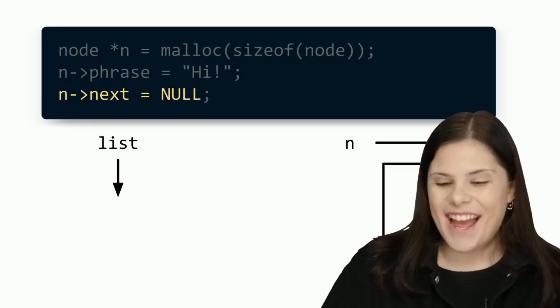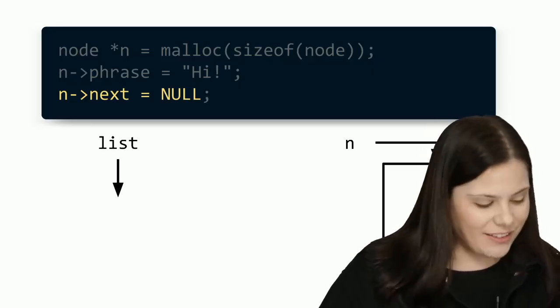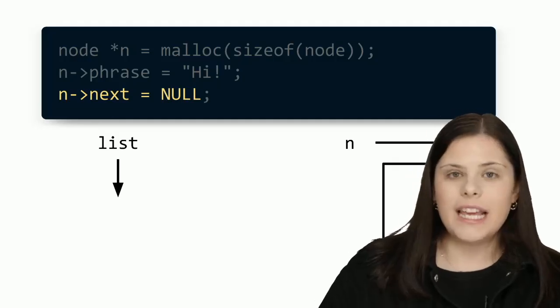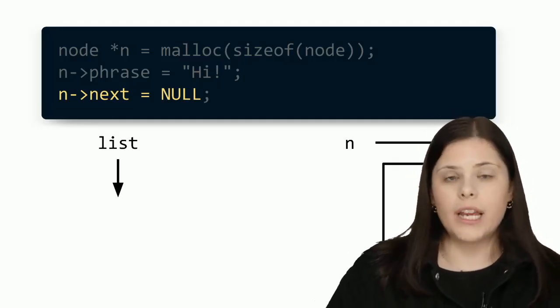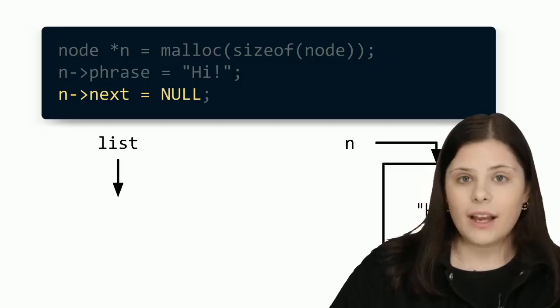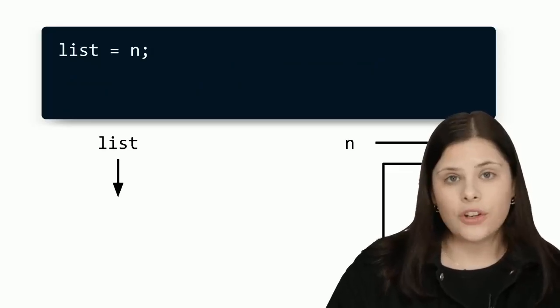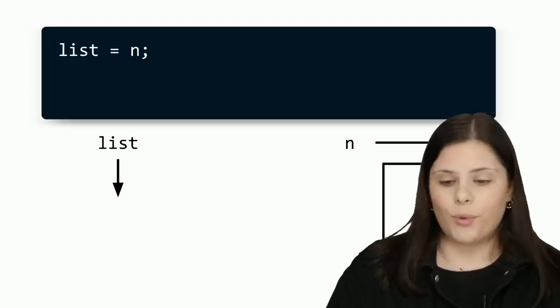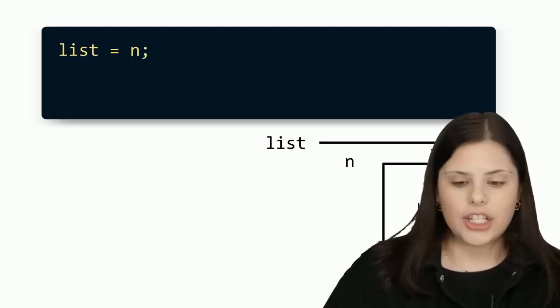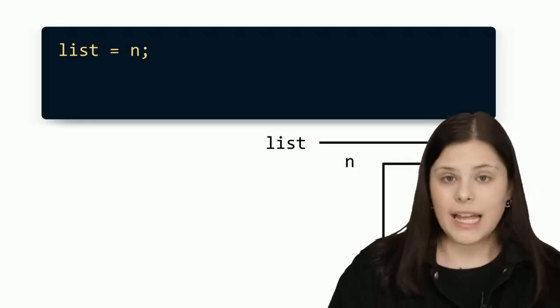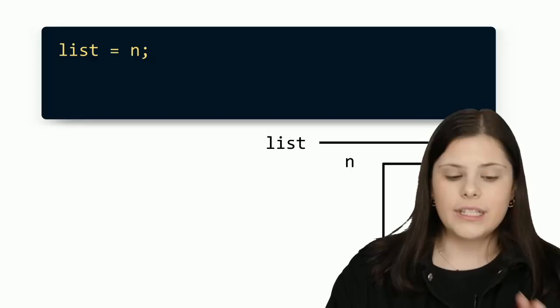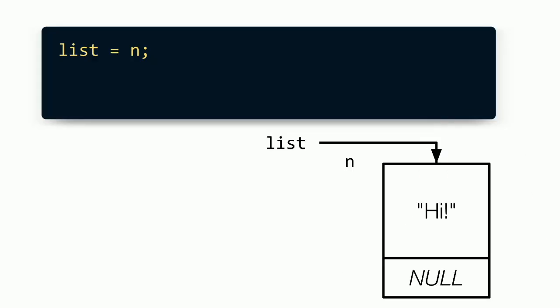Okay, and lastly, we said in the beginning that list has always to point to the beginning of our linked list. So what we're going to do is reset list to point where n is currently pointing, and now we have list pointing to the very first element. Let me show the full screen. So now list is pointing to the very first element and keeping track of where we are.